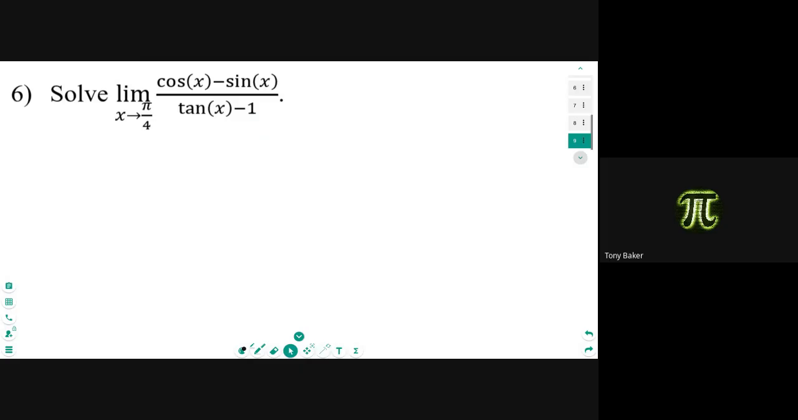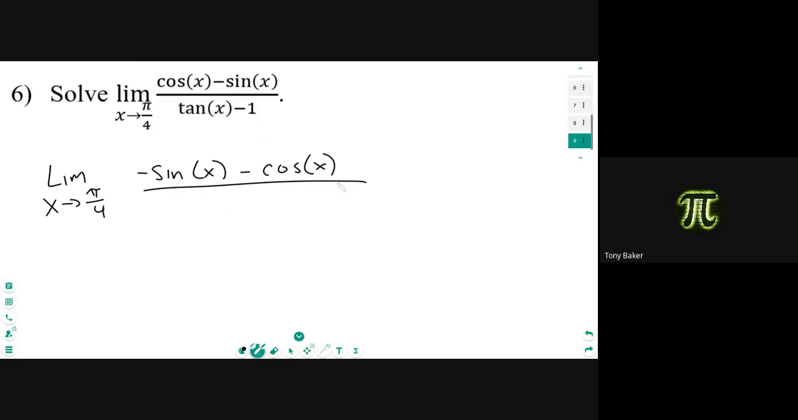Since it's 0 over 0 and it is a fraction, I can do L'Hopital's rule. So let's do L'Hopital's rule. What's the derivative of the top? And the derivative of tangent of x. And one's gone. All right. So now if I put in pi over 4, what do I get?